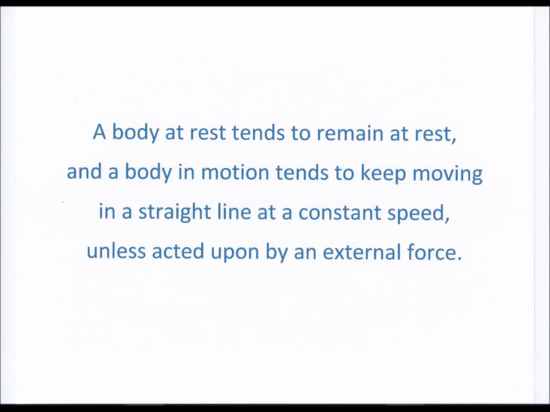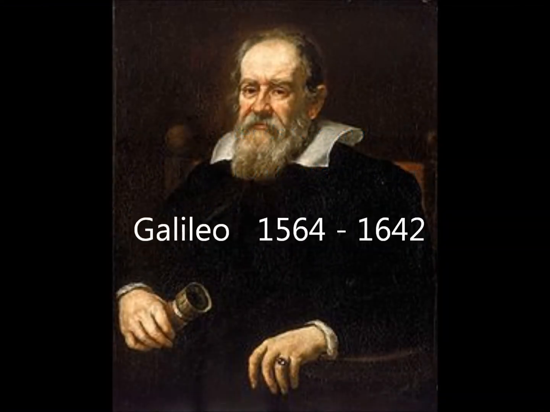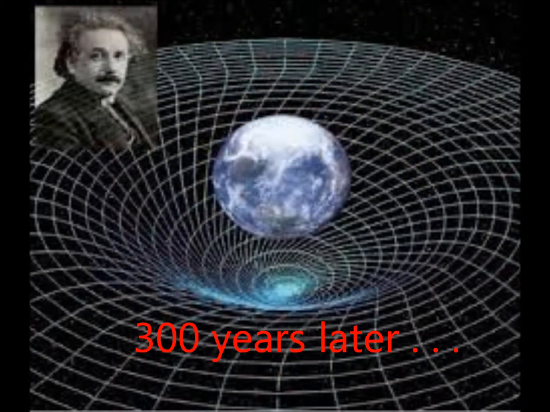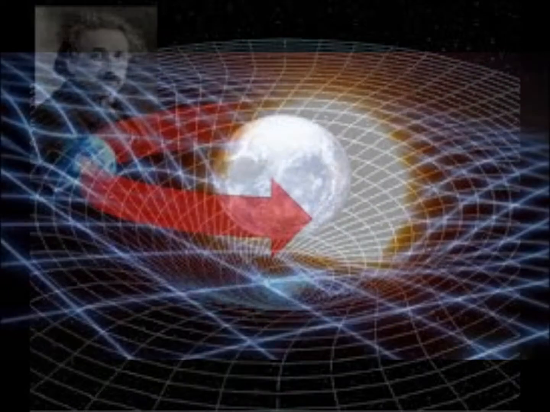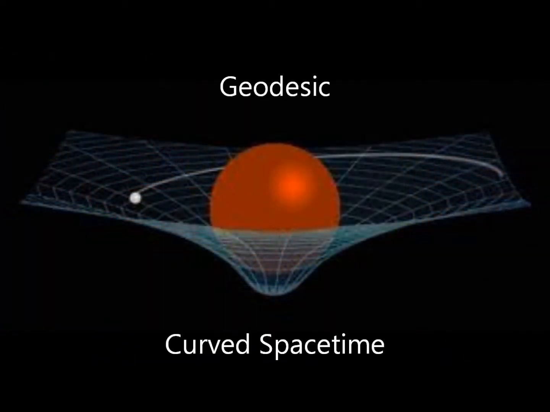Newton's first law states that a body at rest tends to remain at rest, and a body in motion tends to keep moving in a straight line at a constant speed, unless acted upon by an external force. Galileo's theory of planetary motion failed in its day, but nearly 300 years later Einstein described planetary motion as inertial motion. According to general relativity, planets are not pulled into orbits by force. Their paths are geodesics, or straight world lines in curved space-time.